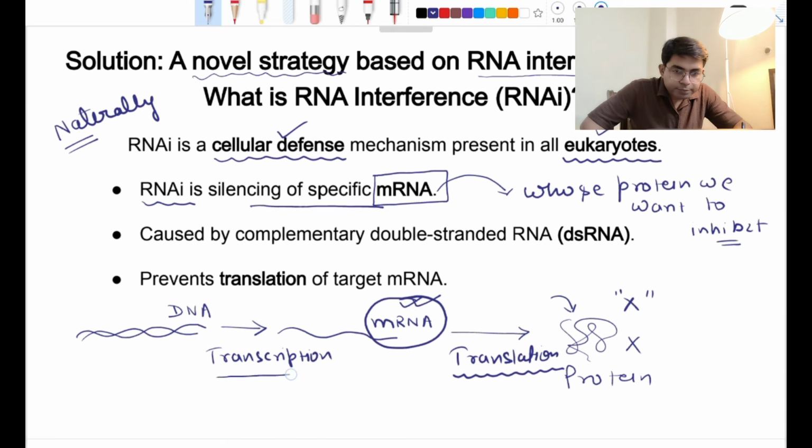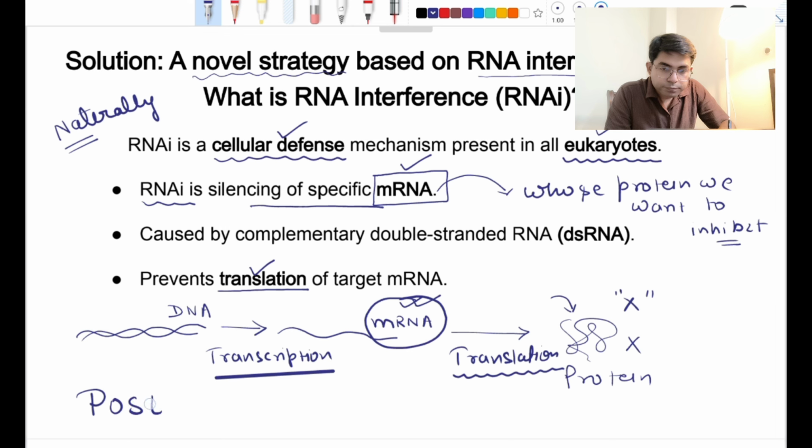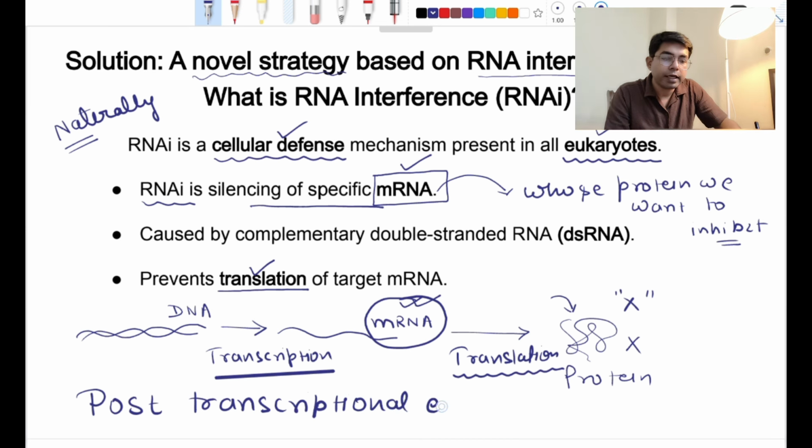So transcription is already done. So we are targeting translation. Which process do we prevent? We prevent translation. So what is our target? Our target is mRNA and we prevent translation. That is why we also call this RNA interference a post-transcriptional event, note it down, because it does not affect transcription, it affects translation.